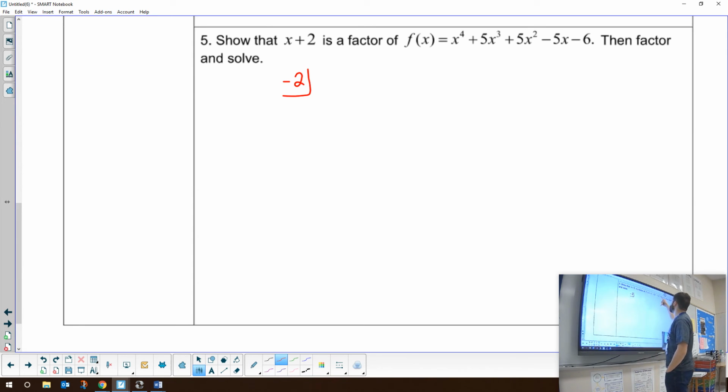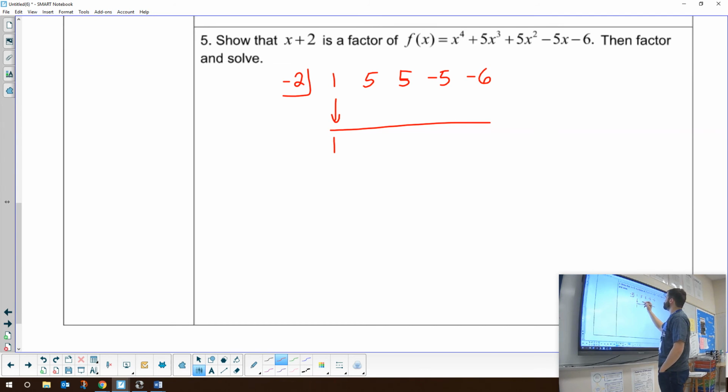And then we're going to write this out. Look and see if we need a placeholder 0. It goes x to the 4th, x cubed, x squared, x, whole number. So no, I don't need a placeholder 0. Everything is there. So I'm going to write 1, 5, 5, negative 5, negative 6. I'm going to draw my line, and then bring down my first one.